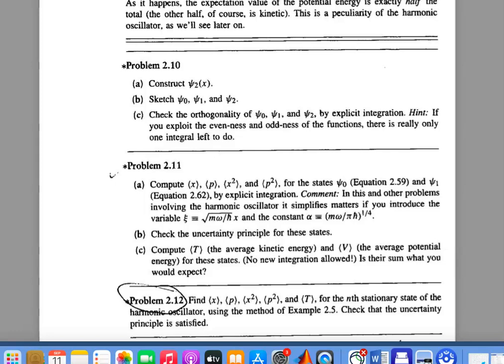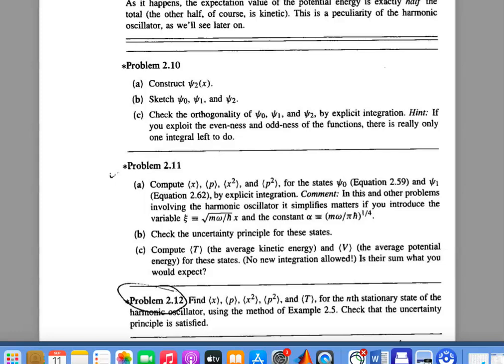I want to give you some pointers here on solving problem 2.112 of Griffiths' book. If you've been assigned this problem, the portion I'm going to do will help in that methodology. Find the expectation value of x, the expectation value of p sub x, the expectation value of x squared, the expectation value of p sub x squared, and the expectation value of the kinetic energy for the nth stationary state of the harmonic oscillator using the method of example 2.5.